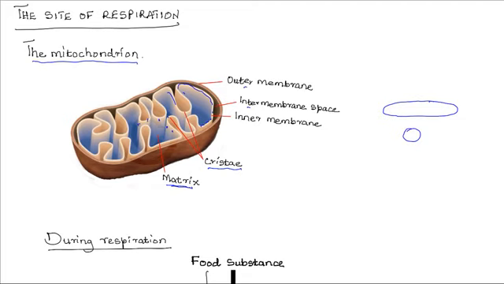The second adaptive feature is the presence of this space between the outer and the inner membrane. This intermembrane space is filled with fluid, and it is where some respiratory reactions take place, releasing some energy. So as food substances get into the mitochondrion, before they get to the matrix, some of the respiratory reactions will take place in the intermembrane space, thereby enabling the release of some energy.